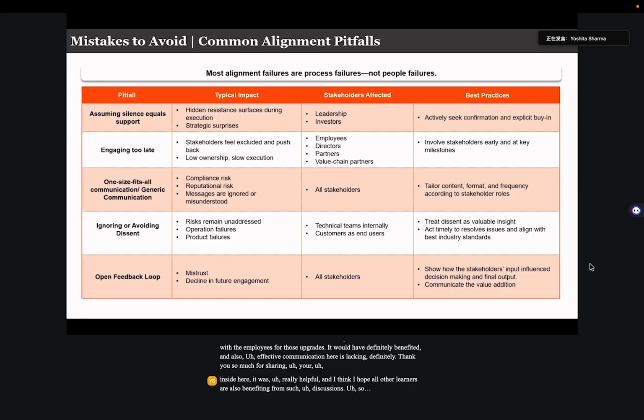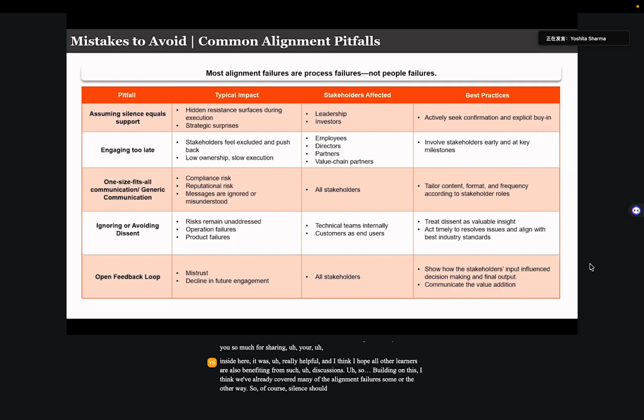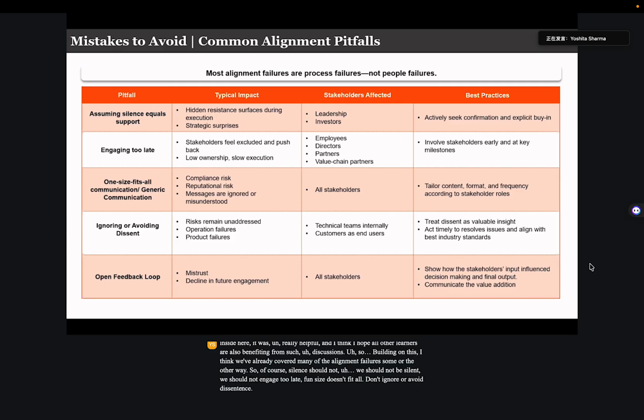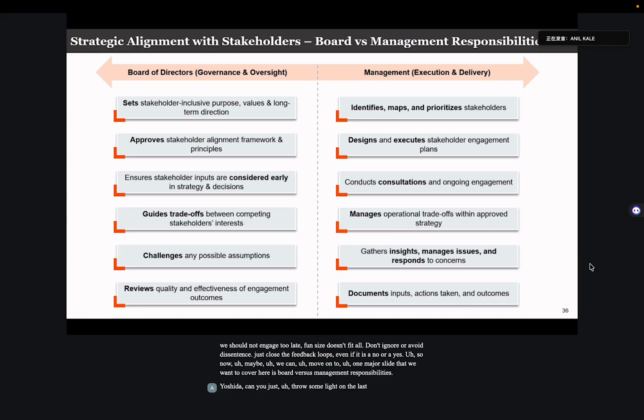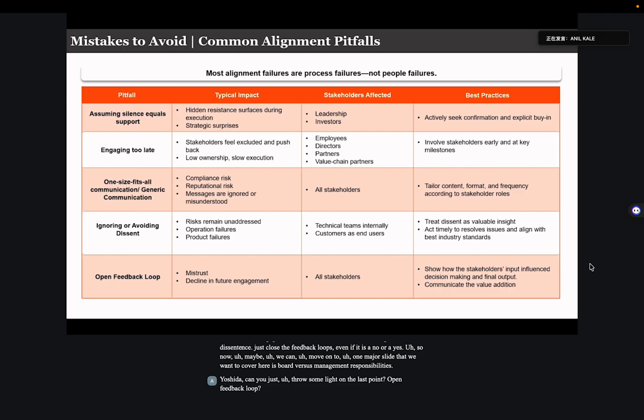So building on this, I think we have already covered many of the alignment failures in some way. Of course, we should not be silent. We should not engage too late. One size doesn't fit all. Don't ignore or avoid dissent, and close the feedback loops, even if it is a no or a yes. So now maybe we can move on to one major slide that we want to cover here, board versus management response. Yoshida, can you throw some light on the last point, open feedback loop? Why do you consider that a pitfall, and can you give some example there?